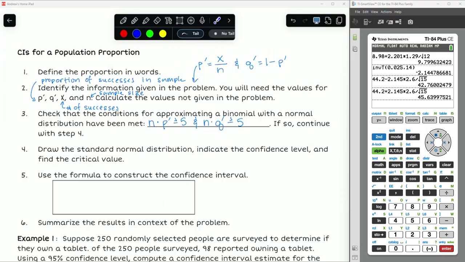Assuming that you have passed the checks in step 3, it picks up with a normal confidence interval. Draw the distribution, find the critical value, do the plug and chug with the confidence interval formula, state your answer in a complete sentence. Reminders, we're using the standard normal distribution again. We're approximating the binomial with the normal, so this is going to be an inverse norm command on your calculator in order to get your critical value.